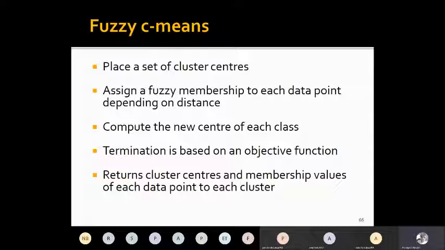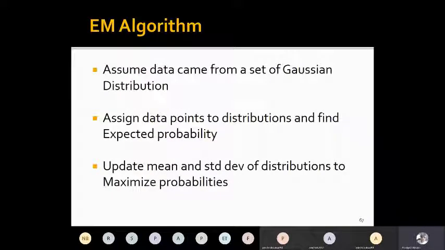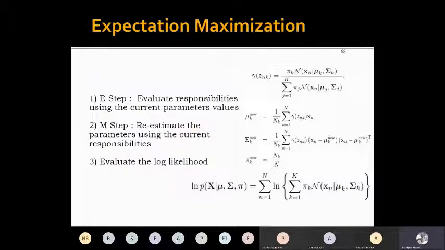And the output of fuzzy C means is return cluster centers and membership values for each data point to each cluster. And a more sophisticated algorithm is the EM algorithm, or expectation maximization algorithm. In fuzzy C means, we use a concept of membership value, which is not in the true sense a probability value. But in the EM algorithm, we use probability values, and we imagine that each cluster is represented by a probability distribution, and we try to find this probability distribution.